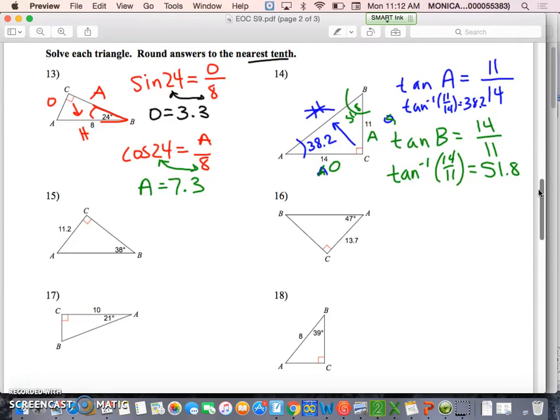If you still have problems, you may look at your resources, or look this up. Look trigonometry up on the computer, and you'll find tons of stuff.